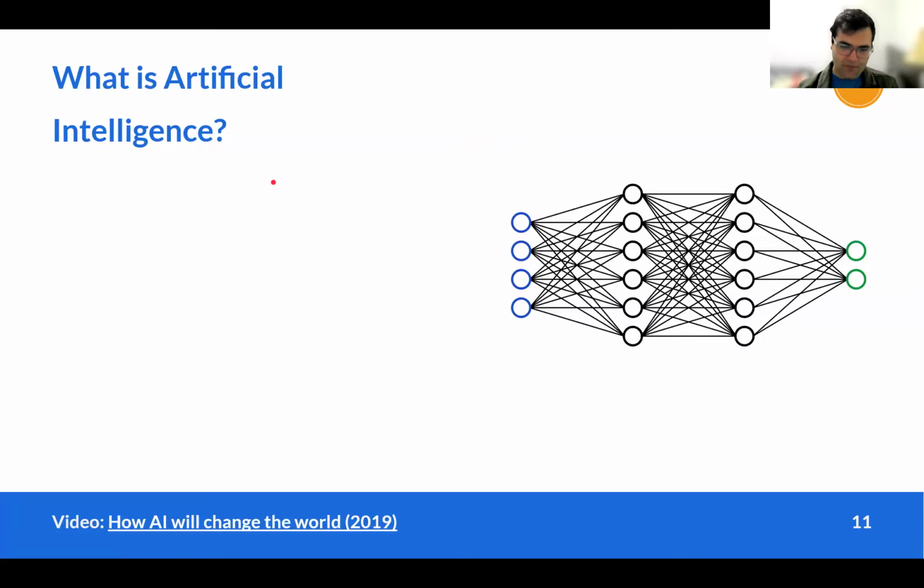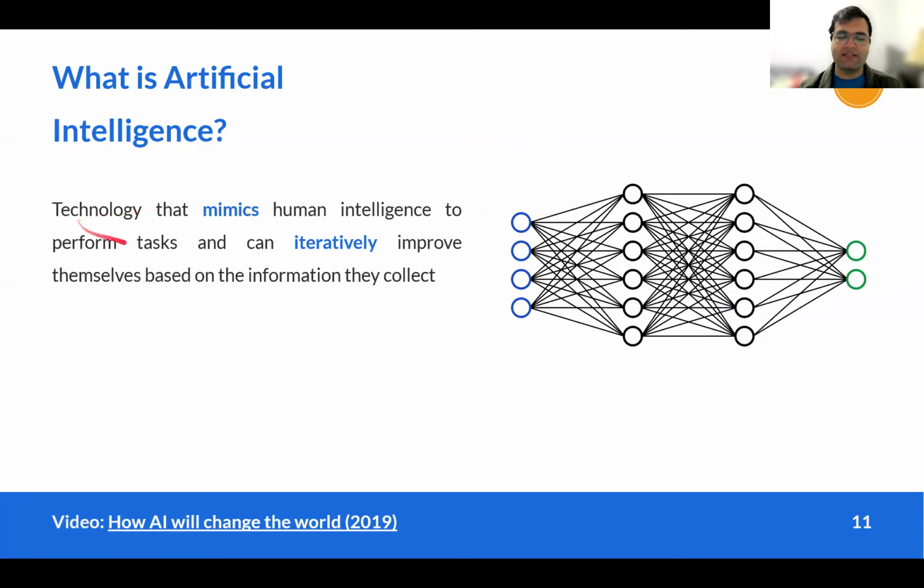Artificial intelligence is technology. Just a fun fact: tech means man-made. So technology is the study of man-made objects. So artificial intelligence is technology that mimics human intelligence to perform tasks that can iteratively improve. Iteratively means again and again. So it keeps improving based on information it collects.